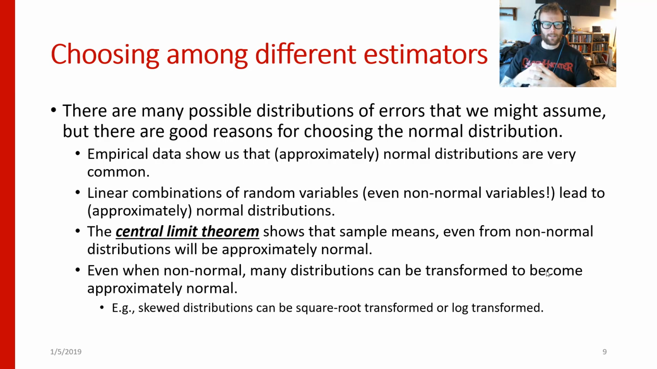And finally, as they discuss in the textbook, even when non-normal, many distributions can be transformed to become approximately normal, right? So skewed distributions, for instance, if they're positively skewed, right, if we have some outlying scores in the positive direction, they could be square root transformed or log transformed, and now we've reduced that skewness and made a distribution that is more approximately normal. So normal distributions are going to do a lot of work for us when we assume a normal distribution of errors, and that's going to allow us to make some very specific, very quantitative statements about the likelihood of observing events in our data.